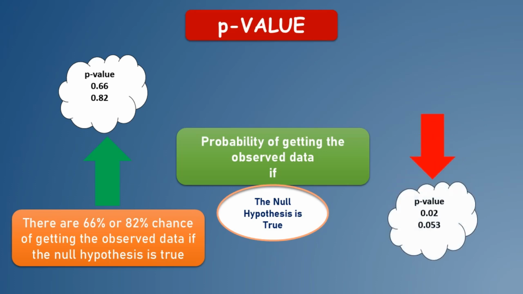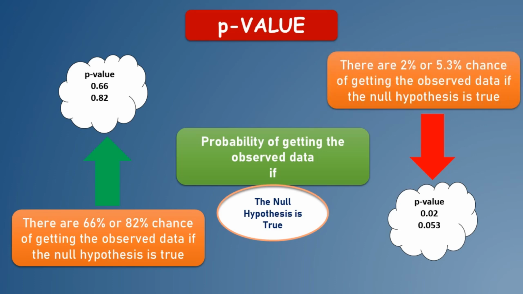But suppose p-value is small, like 0.02 or 0.053, then it can be interpreted as that there is 2% or 5.3% chance of getting the observed data if the null hypothesis is true. Here we can say that the null hypothesis must be false. That's why we are getting such low chances of obtaining the data. In short, low p-value would mean rejection of the null hypothesis.